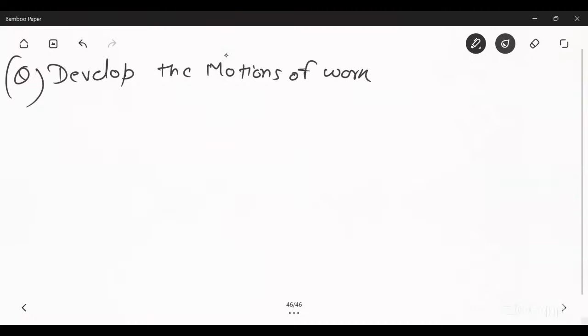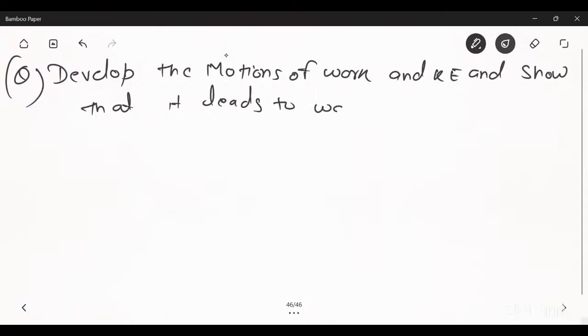Now come to the next question. That was also of your section C. That means five number question. Develop the notions of work and kinetic energy, and show that it leads to work energy theorem. So first is develop the notion of the work.